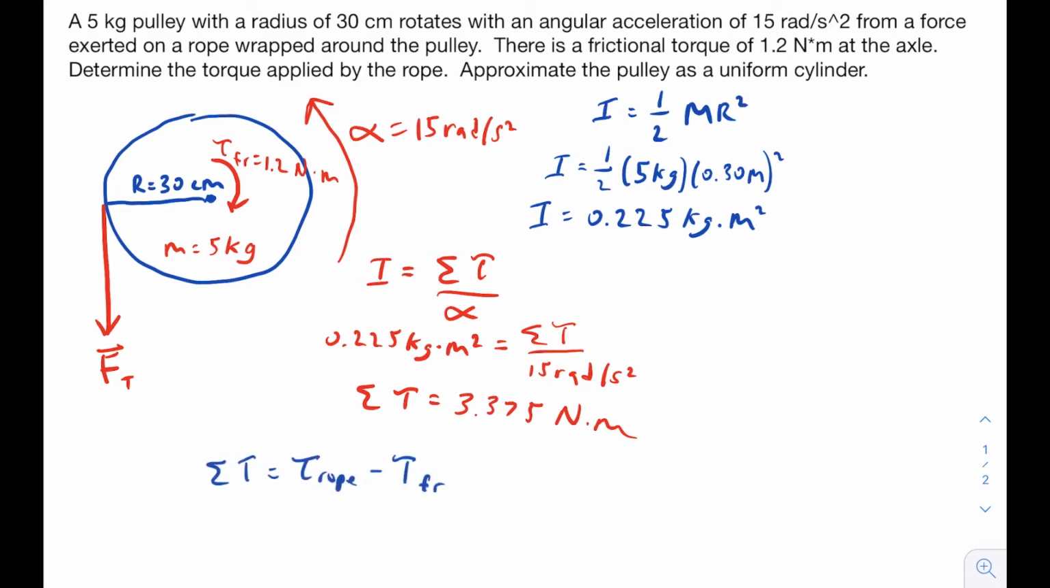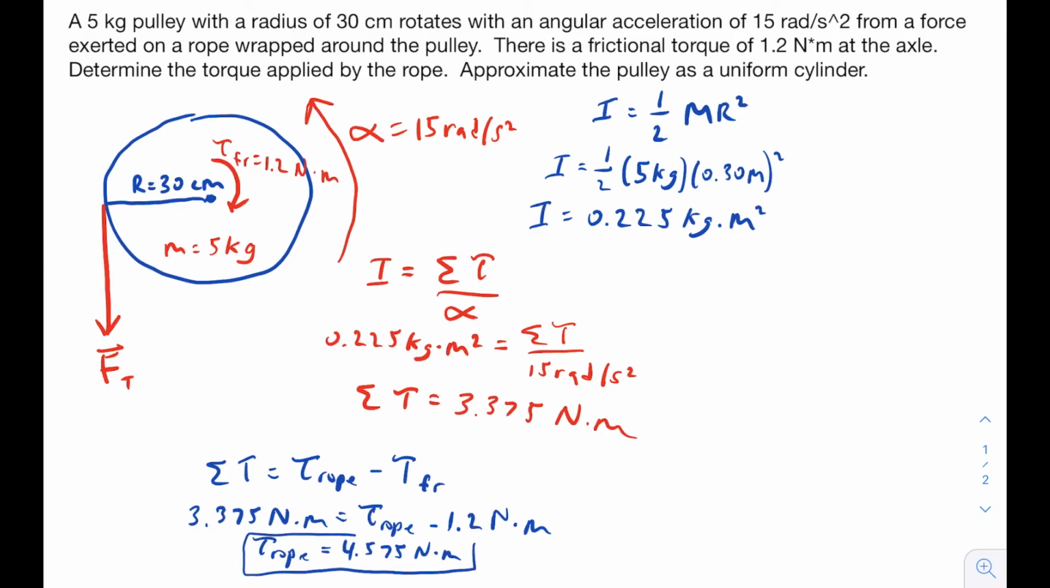Looking at the free body diagram, we see that the net torque will be equal to the torque applied by the rope minus the frictional torque. It's important to remember that a torque acting in the counterclockwise direction is considered positive. Plugging in the net torque and the frictional torque into the equation, we can find that the applied torque from the rope is 4.575 Newton meters.